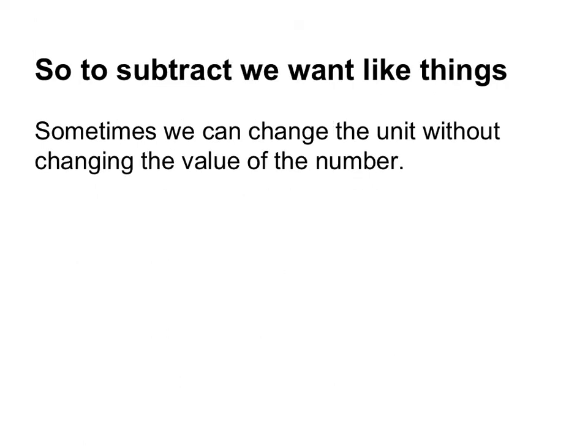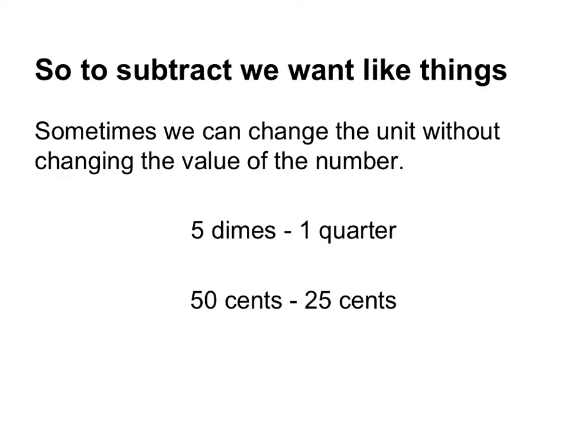And just like with addition, we want to subtract like things. So we want them to have the same unit is the easiest way to understand and do subtraction. So we can change the unit without changing the value of the number. Let's go back to that 5 minus 1. 5 dimes minus 1/4. I make that 50 cents minus 25 cents. And there's my 25 cents.